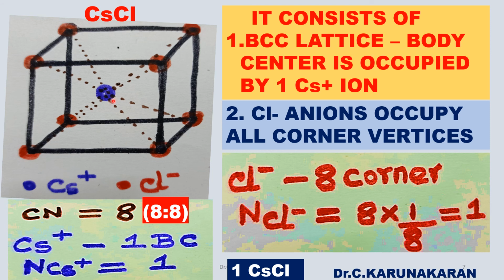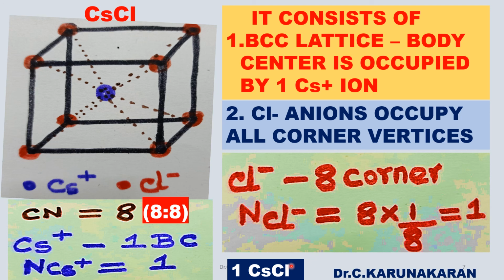The coordination number of cesium ion: the cesium ion, in blue color, is immediately surrounded by 8 other oppositely charged Cl minus anions. Therefore, its coordination number is 8. Similarly, each Cl minus ion is surrounded by 8 other cesium plus ions. Therefore, the coordination number is 8.